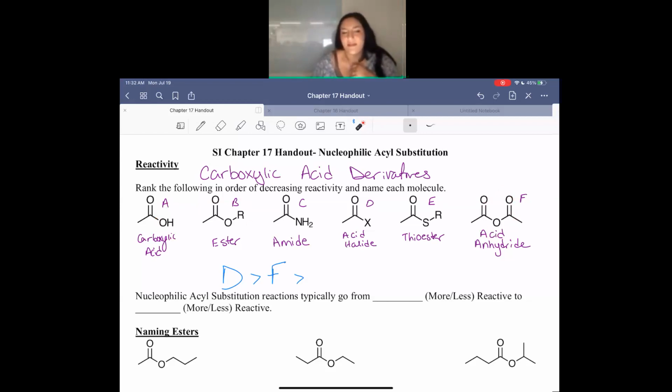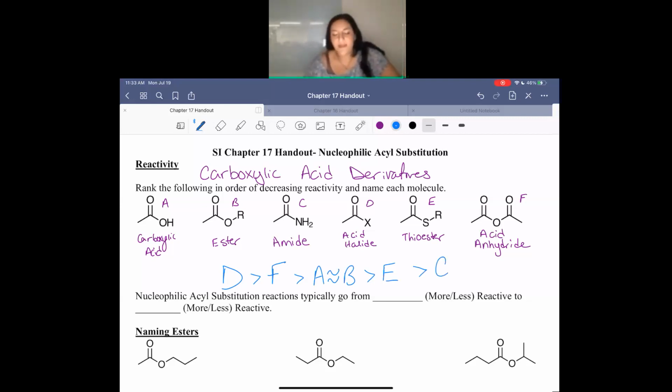And then after the acid anhydride, we're going to have carboxylic acid and ester, because those are the other two oxygen-based ones. And they're actually going to be approximately the same. So I'm going to say A and B are approximately the same. And I say that because they're not exactly the same, but for the purposes of this class, you can pretty much say they're the same. After those two comes the thioester, because sulfur is the next best leaving group. And last is going to be C, because the nitrogen is least electronegative.